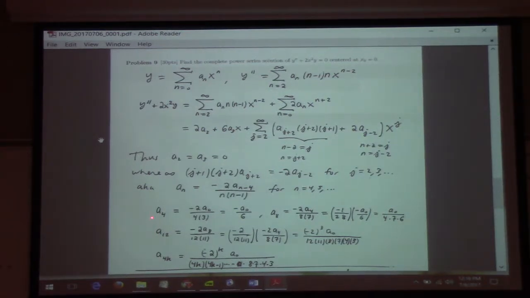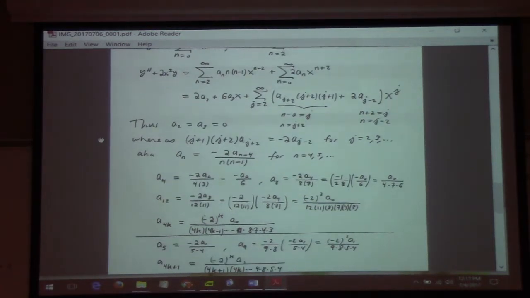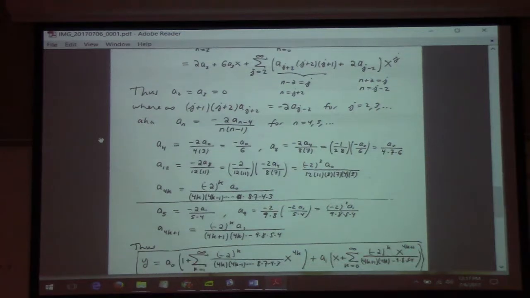And so recursing, I get something like this: minus 2 to the k, a sub naught over 4k times 4k minus 1, dot dot dot, 8 times 7 times 4 times 3. And then, of course, a sub 2 and a sub 3 are 0, as are all their related compatriots. Add multiples of 4 to those, they're also 0.